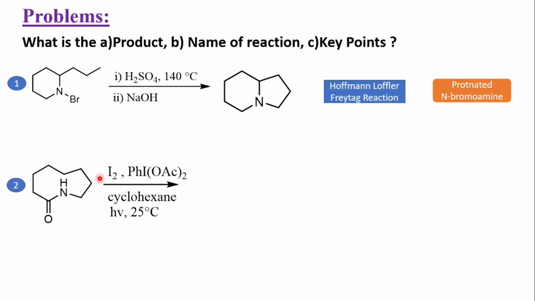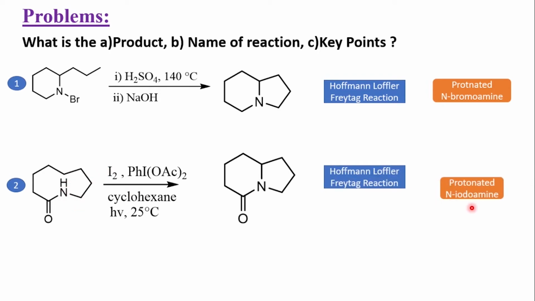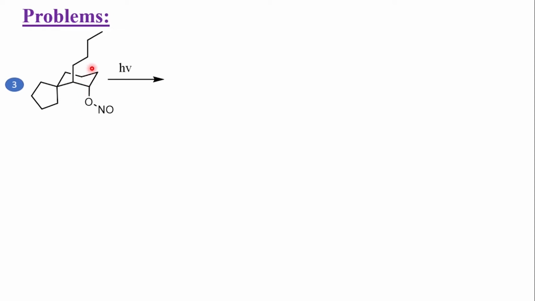So in the next reaction, in this cyclic amide compound, this nitrogen will act as a nucleophile toward I2 to form a protonated N-iodoamine compound. This protonated N-iodoamine, in the presence of light, will cleave homolytically to form this compound and undergo the Hofmann-Loeffler-Freytag reaction. Both are the same reactions, Hofmann-Loeffler-Freytag reactions. So in the third problem, the source of radical is given and a weak bond is also given.